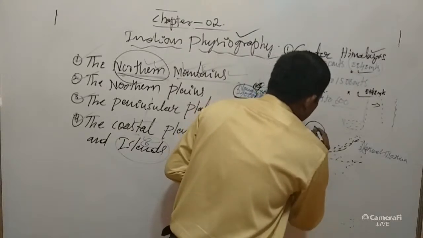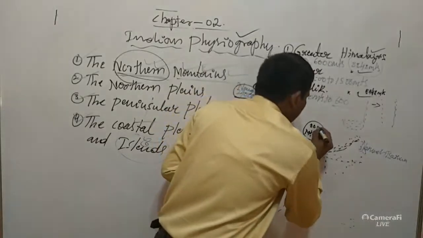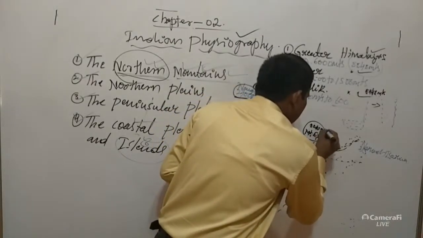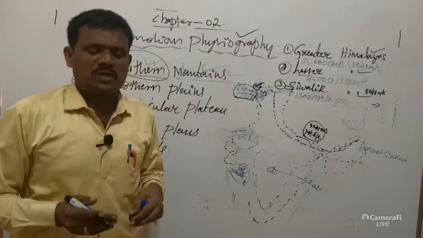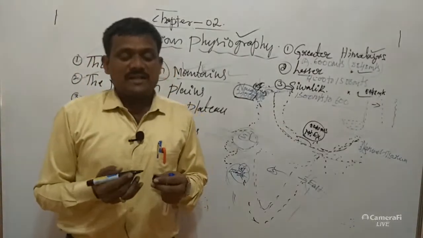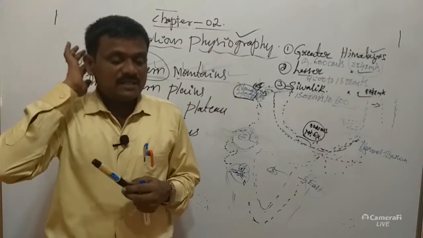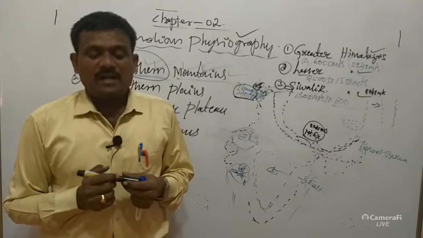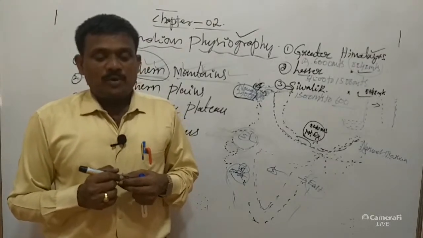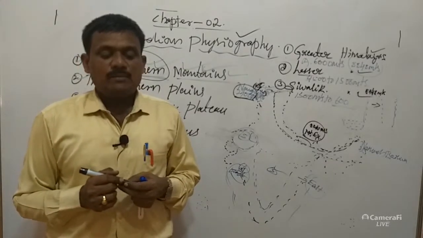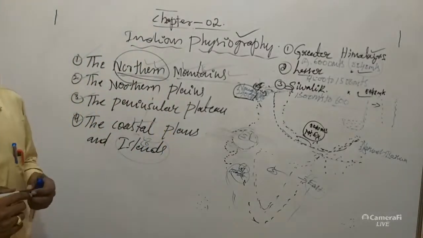Mount Everest is the highest peak in the world, 8848 meters above sea level. And not only Mount Everest, many other important ranges are there, for example the Dhavalagiri ranges, the Mahagiri ranges, and next the Makalu ranges and Manaslu ranges, and these areas again are covered with ice.